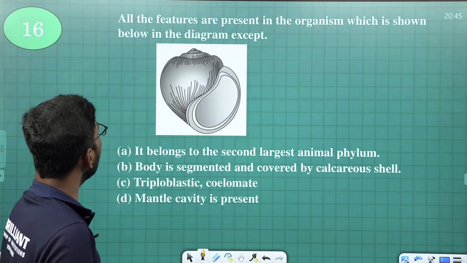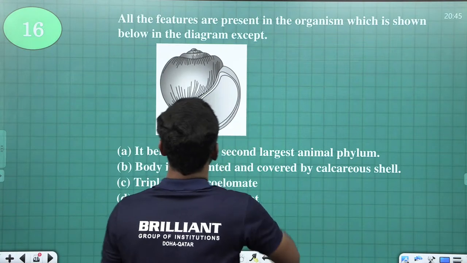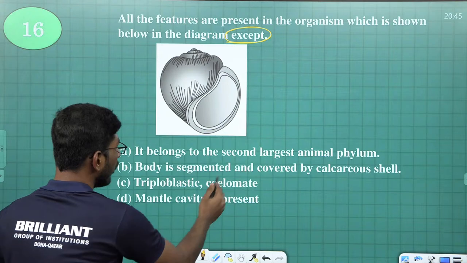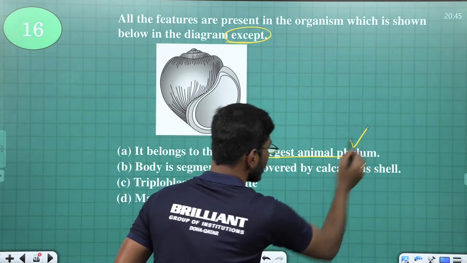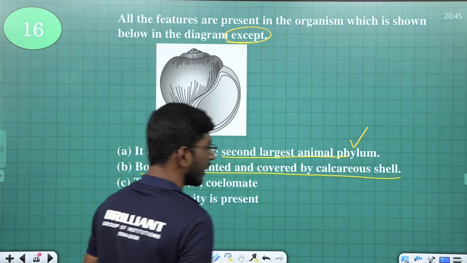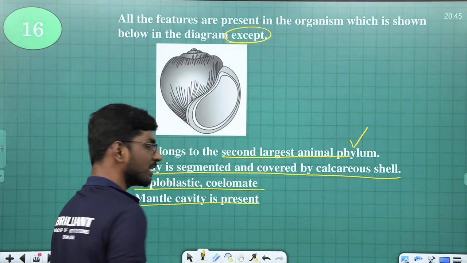All the features represent the organism which is shown in the diagram except the given. They belong to the second largest phylum. Yes. Body is segmented and covered with a calcareous shell. Triploblastic and coelom, mantle cavity present. Something is wrong, beta.